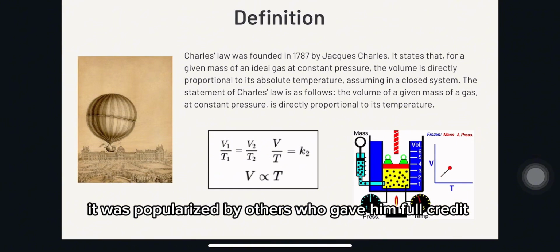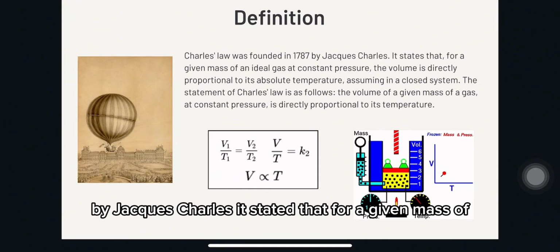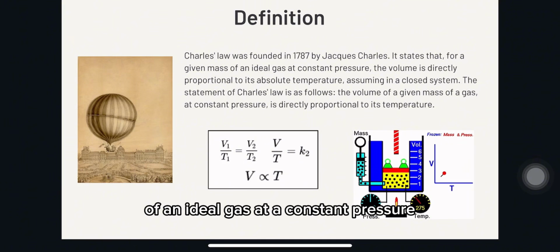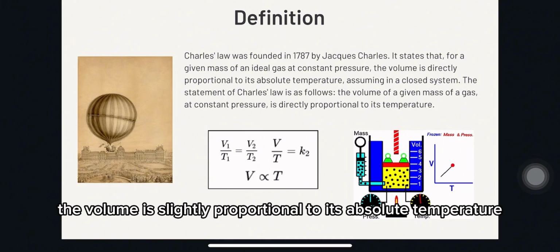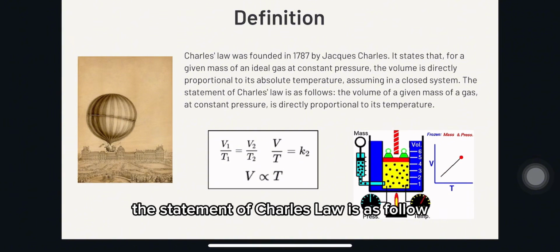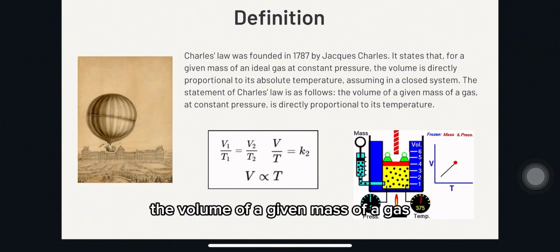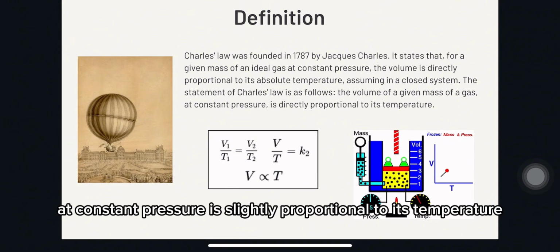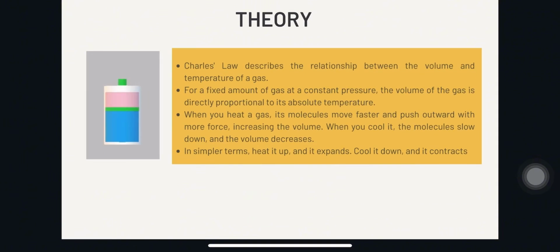For definition, Jacques' law was founded in 1787 by Jacques. It states that for a given mass of an ideal gas at a constant pressure, the volume is directly proportional to its absolute temperature. Assuming a closed system, the statement of Jacques' law is as follows: the volume of a given mass of a gas at constant pressure is directly proportional to its temperature.